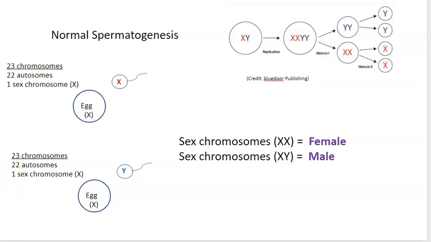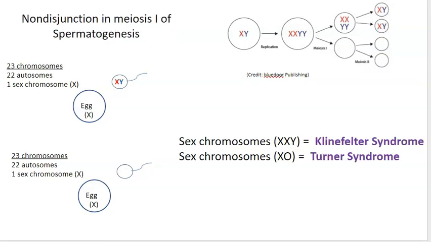So now let's talk about if non-disjunction happens. First, we're going to look at non-disjunction if it happens during meiosis 1, and then we're going to look at if non-disjunction happens during meiosis 2. What we just went through was normal spermatogenesis. That's what we expect to happen.